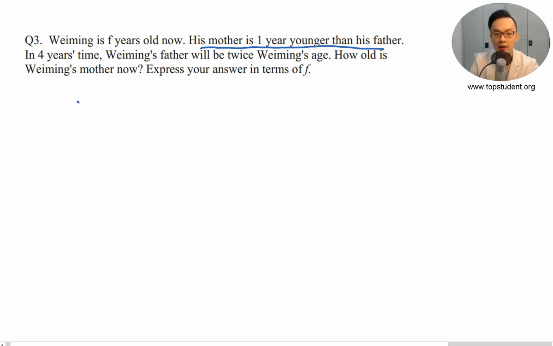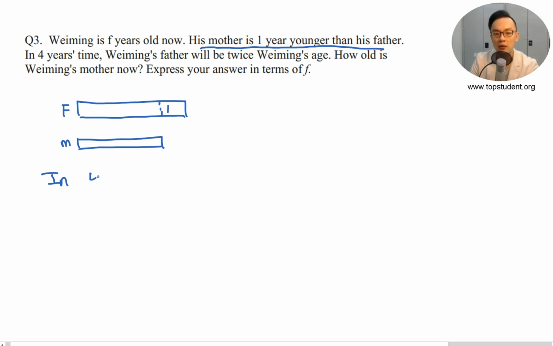His mother is 1 year younger than his father. So who is older? His father is older. So this is his father. And this is his mother. All right. So this part at least I understand. So it's 1 year younger than his father. So in 4 years' time, Wei Ming's father will be twice of Wei Ming's age. So in 4 years, what's going to happen? Wei Ming is F years old now, so it's F plus 4. All right? Wei Ming will be F plus 4.